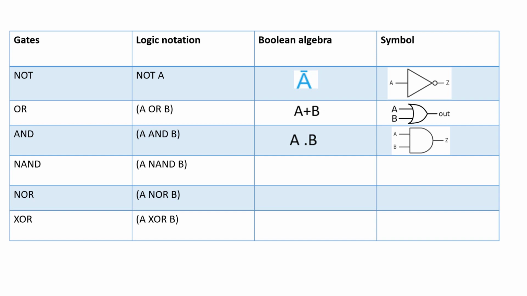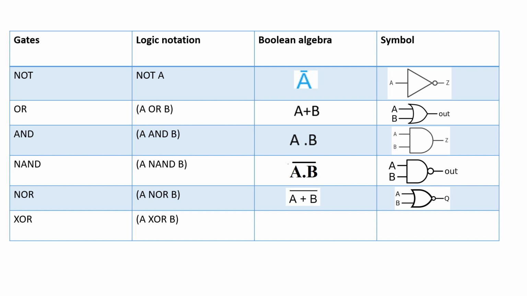Boolean algebra will be A dot B. In the case of NAND gate, it will be written as a logical notation A NAND B. In Boolean algebra, A dot B whole complement. In the case of NOR gate, it will be written like A NOR B if the inputs are A and B. In Boolean algebra, we will be writing A plus B the whole complement.